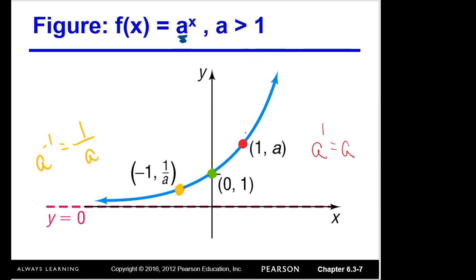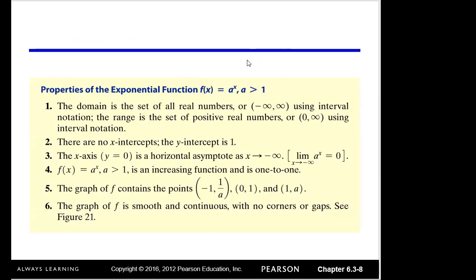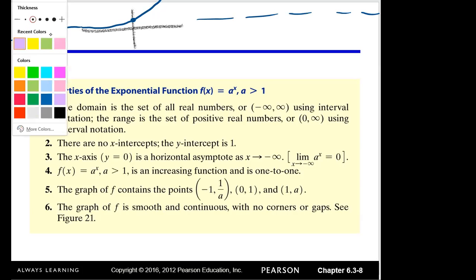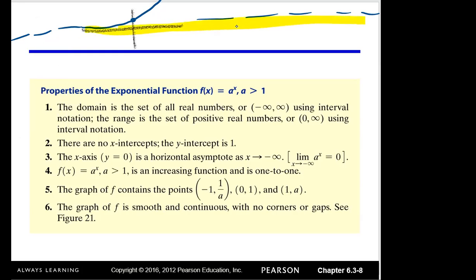And then the next slide talks about these properties. The domain is the set of all real numbers. It goes from negative infinity to positive infinity because this graph spreads out along the x-axis, then goes through 0, 1 and shoots up. But as it shoots up, it keeps going in this direction, and it keeps going in that direction that way. So it spans out across the entire x-axis. So the domain is negative infinity to positive infinity.